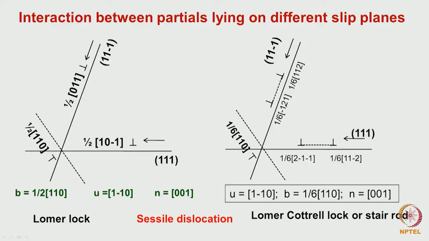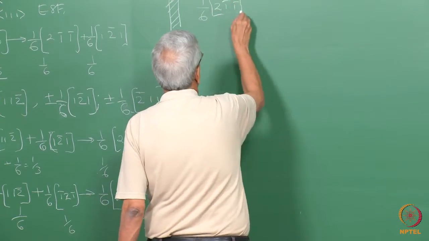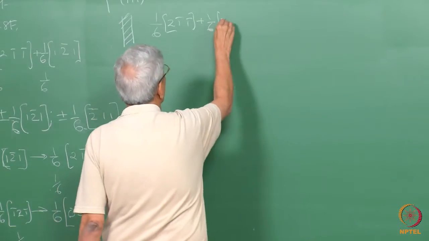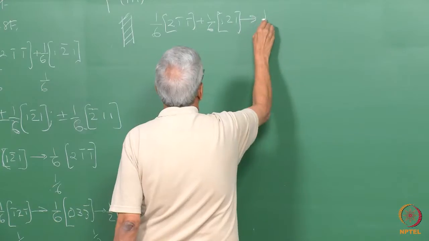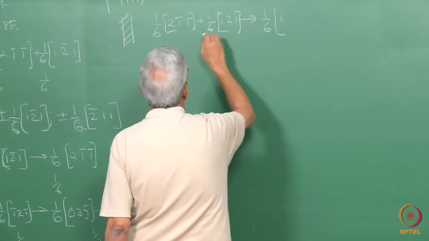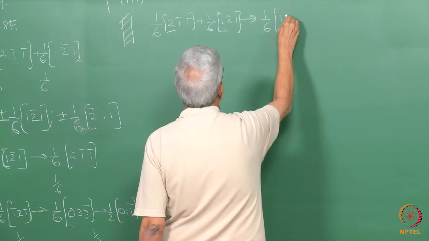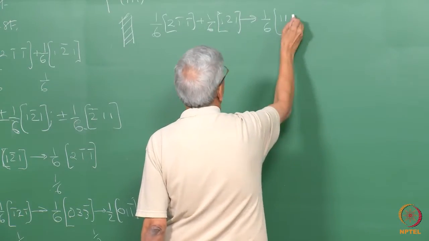Let us look at these two partials. This dislocation is moving in this direction, this moves in this direction. When they come and interact, the net sum of these two interactions, what it will turn out to be: this is 1/6 [1̄1̄...], this is 1, right? This is 1, and this will turn out to be 0.